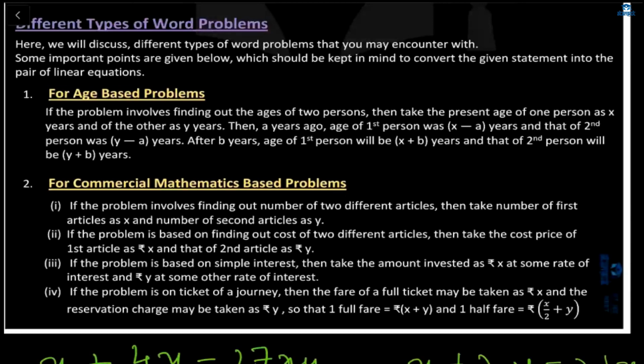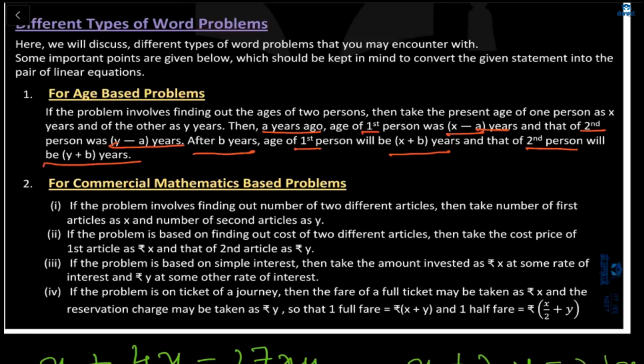After 5 years, this will be the age of the first person and this will be the age of the second person. Five years ago, the first person's age will be x minus a years and the second person's age will be x minus a years. Okay, understood?